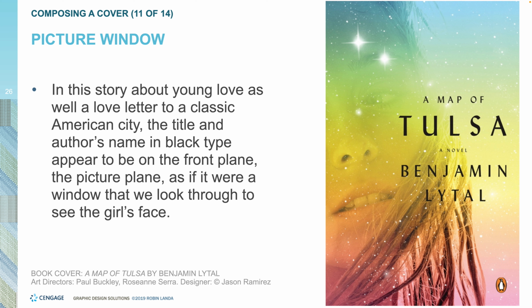We look here at the picture window. In this story, it's about young love as well as a love letter to a classic American city. You see the title here, Map of Tulsa, and the author's name in black type. They appear to actually be in front of what's going on. And then we're looking out, so we can see the face on here. We look at how we're seeing this, how we're working with this, what's going to happen with it.